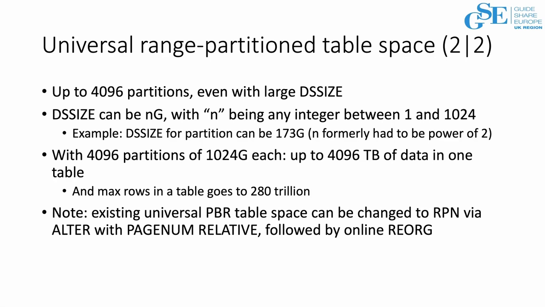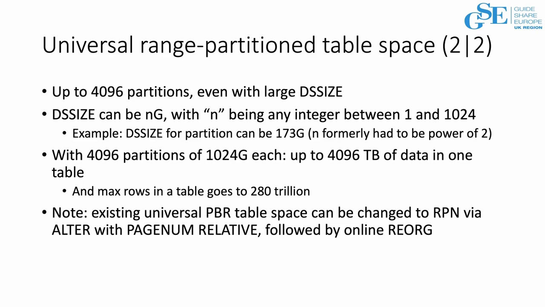So now, exactly what does this mean in terms of enhancement? Well, the RPN table space will provide you all kinds of new capabilities. It can have up to 4,096 partitions, even with the DSSIZE being as large as it can be. And for an RPN table space, the maximum size can be n gigabytes, where that n number is between 1 and 1,024. So if, as an example, you want the DSSIZE for a particular partition to be 173 gigabytes, as I show here, that's fine.